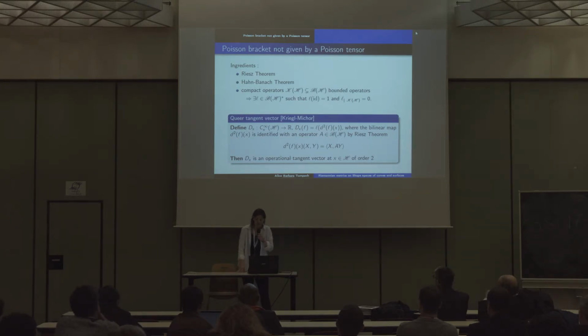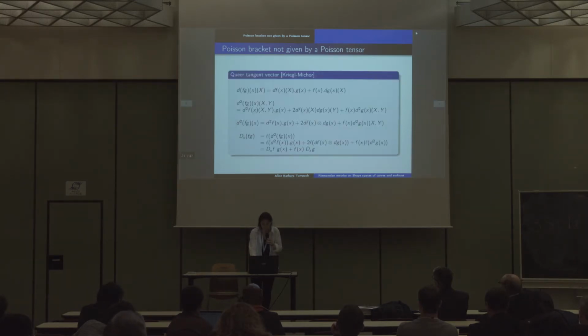And you end up with an operation tangent vector dx using this linear form applied to the second derivative, which is of order 2. Order 2 because it uses the second derivative of a function and not only the first one. And the proof is very easy. If you know how to differentiate, you will follow this very easily, I think.